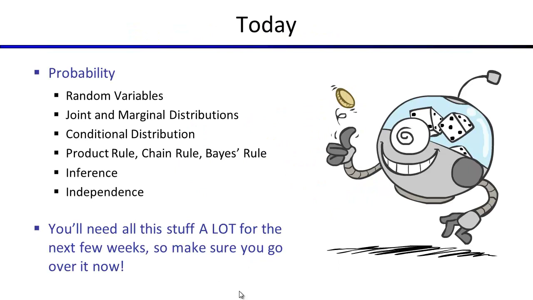What are the topics we're going to cover? Random variables, joint and marginal distributions, conditional distributions, the product rule, chain rule, Bayes rule, inference, and independence. And as I said on the previous slide, we'll need this a lot. So make sure you're extremely familiar with these materials so you can understand how we're going to speed up computation for all of these in the next lectures.